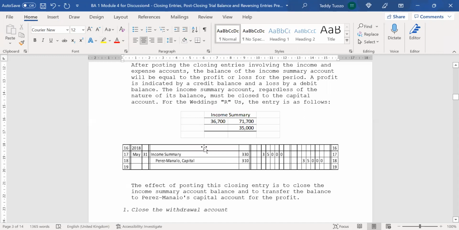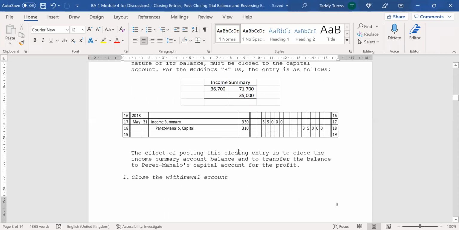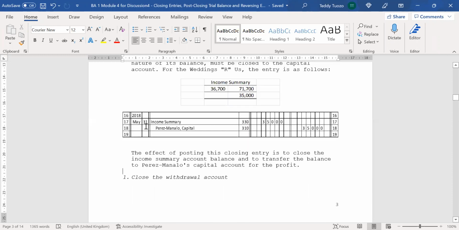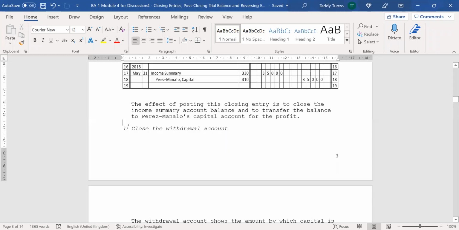So debit income summary, because we are closing it, and then credit Perez Manalo, Capital for the net amount of the income summary, which is 35,000 pesos. Okay? The effect of posting this closing entry is to close the income summary account balance and to transfer the balance to the Perez Manalo, Capital account. Next is to close the withdrawal.